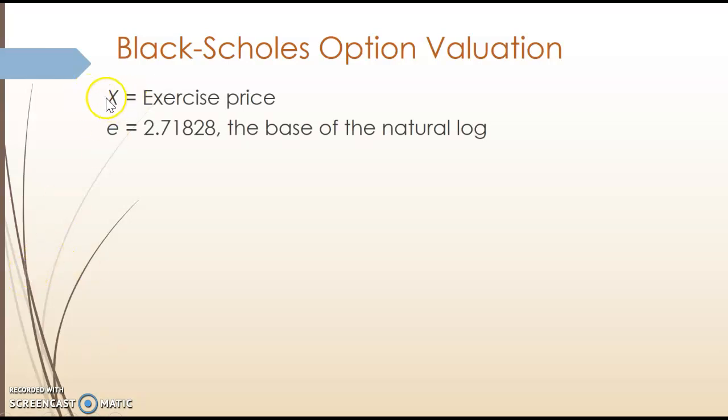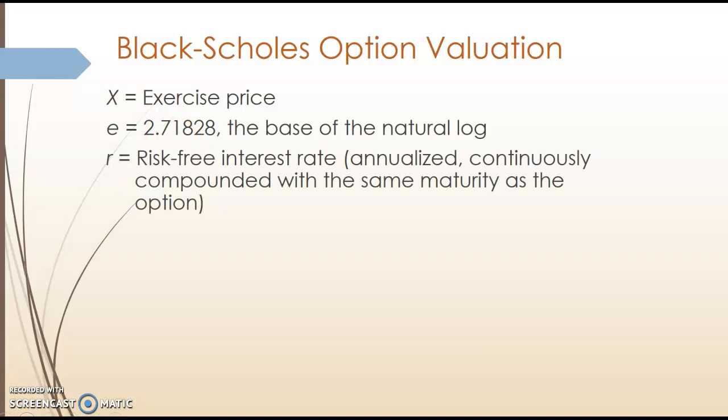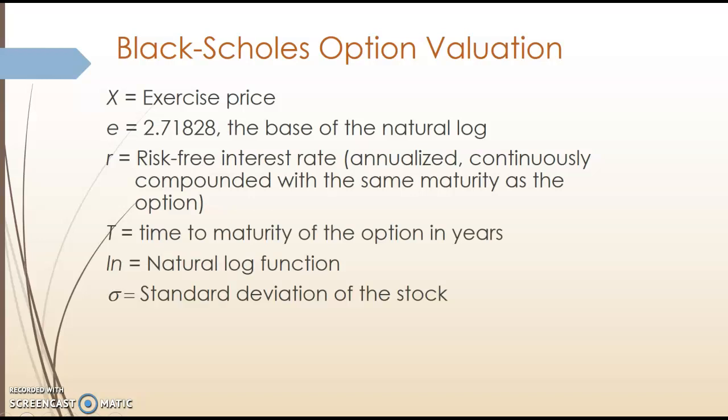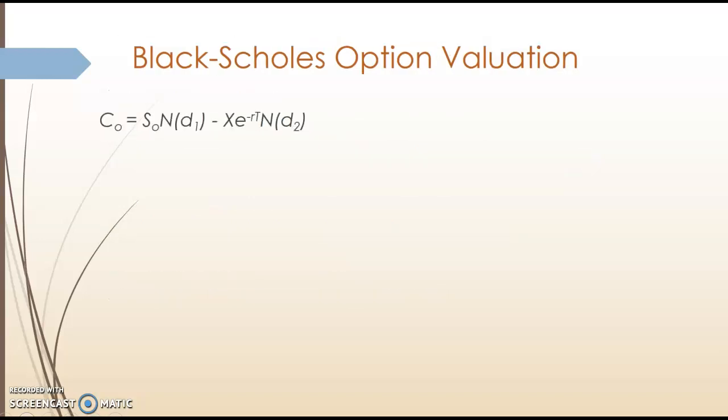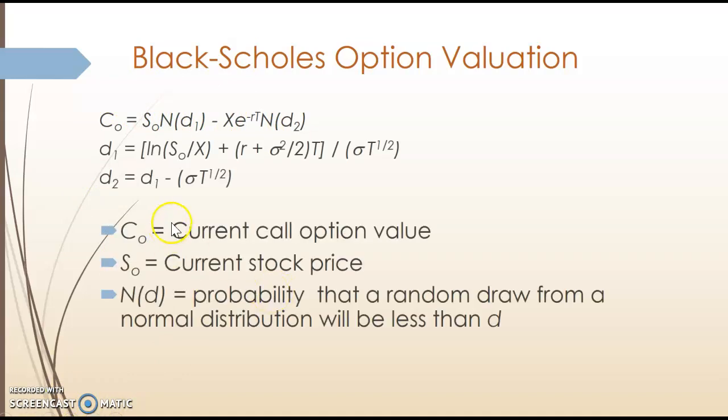The way it works, we're going to use X as the exercise price. E is that e to the x that you have in your calculator. And here I gave you the value of E as roughly 2.72, right? And then what else goes into that? The risk-free rate annualized on a continuous basis. T, the time to maturity. You need a natural log function, and the standard deviation of the stock. So the value of a call option can be found using this formula, where S sub 0 is the current stock price. And you will examine some Excel calculations that apply this methodology.